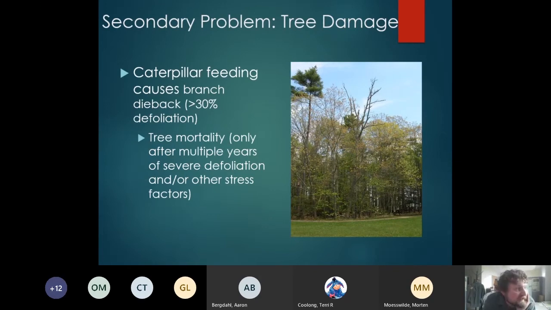So the secondary problem with browntail is that it is a forest pest, and caterpillar feeding will cause branch dieback at about 30% defoliation, but generally trees can survive 2 or 3 years of defoliation before succumbing to the effects and dying. So a lot of these trees that have been hammered last year or the year before, most of those will flush out new leaves again, even if they've been completely defoliated. But after 2 or 3 years, it wears on them a little bit.